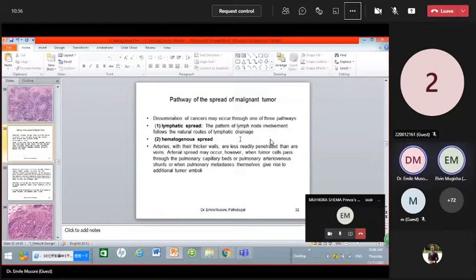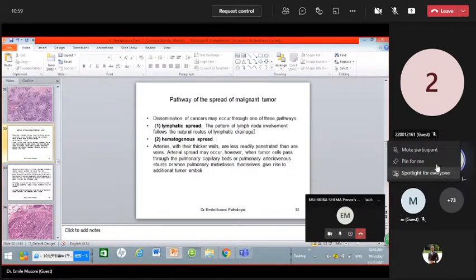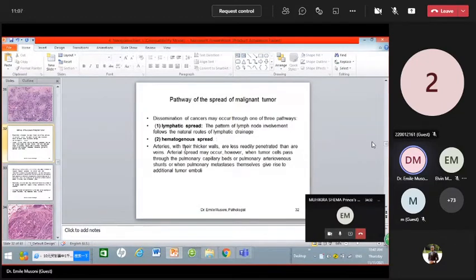So about the pathways of malignant tumors, we have seen before the lymphatic vessels and hematogenous spread. Through the lymph node, you see some metastasis in the lymph node. For example, you see a breast tumor, but in the axillary lymph node, we found some tissue from the breast. They pass through lymphatic spread and hematogenous spread through the blood vessels.